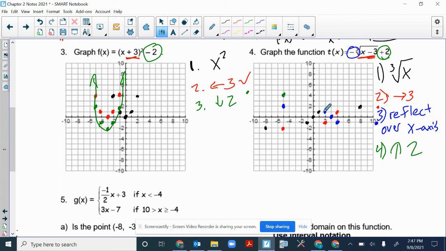So up 2, up 2, up 2, up 2, and up 2. Oops, that should be further down. That should be right there. But like I said, that one's kind of off, so we don't really care too much about it at this point. And then we just connect it in the cube root fashion, which is kind of like a cubic just on its side. And there you go.